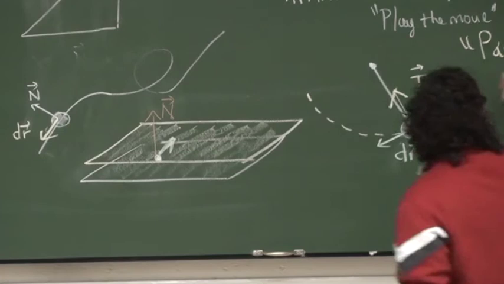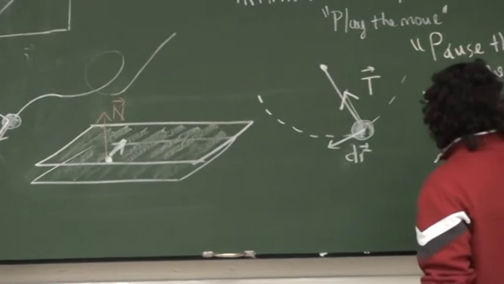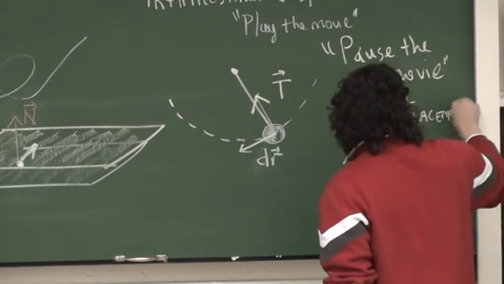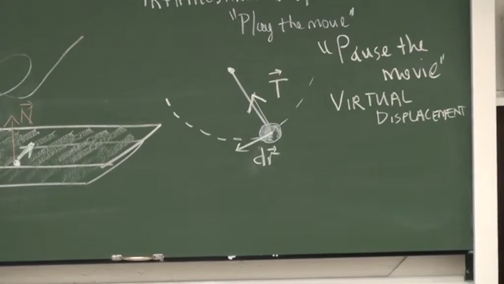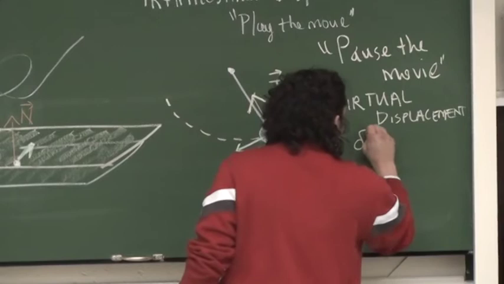Pause the movie, I call it a virtual displacement. Virtual in the sense that it's not real, doesn't really happen in real life, but as physicists, in our minds, we have superpowers. Those superpowers are we can pause the movie and move things around. And we denote it, just like we denoted a real infinitesimal displacement with dr, we denote these virtual displacements with delta r. Right, so we're going to pause the movie and move things around.